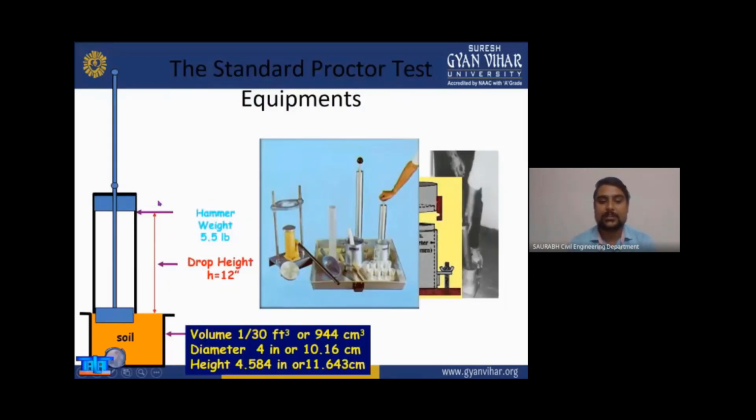Now we will see the compaction Proctor test here. Standard Proctor test equipment: there is a hammer whose weight is 5.5 lb, and drop height will be 12 inch here. Now, the volume of this soil sample will be 1/30 cubic foot, which will be equal to 944 cubic centimeter. Diameter will be 10.6 centimeter. Height will be 4.584.